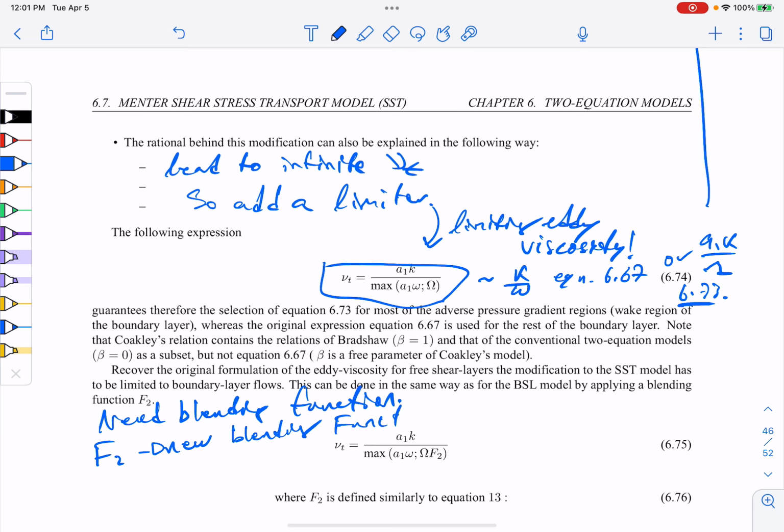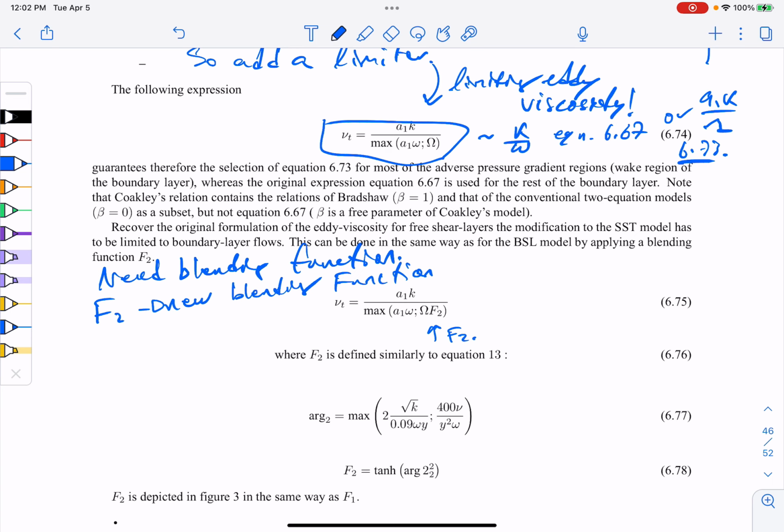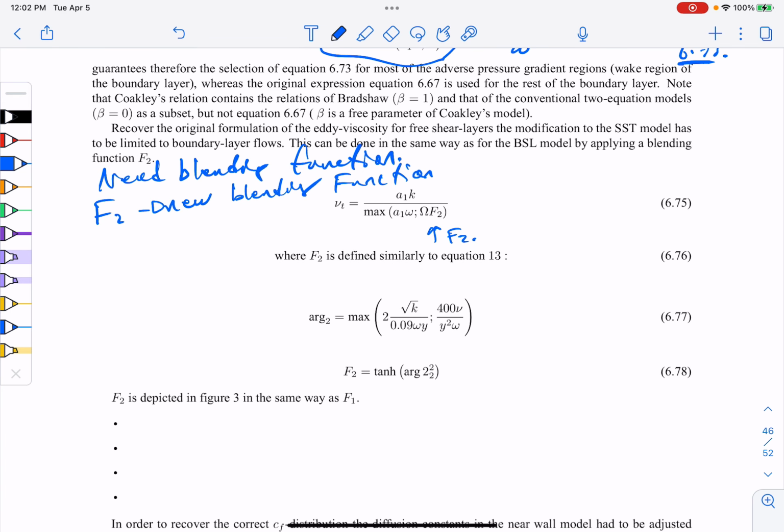And these need to be formulated and calibrated still. And so 674 becomes 675, and you'll see Menter put in this new function F2 right there. Okay, and F2 is very similar to F1. It needs to vary from, say, 0 to 1, but maybe not equal to. And it needs to extend way farther out in the domain.